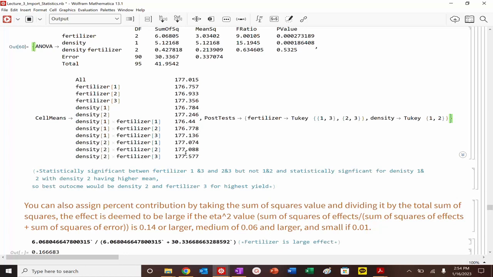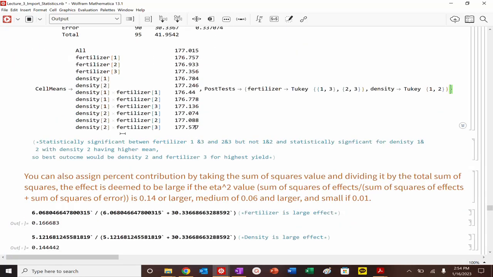You can see that a lot of these values are very similar, but if we look at it, density 2 and fertilizer 3 have the largest mean effect. So if I want the highest yield, I want to combine 2 and 3, because this gives me my largest mean yield. But again, we see these effects.